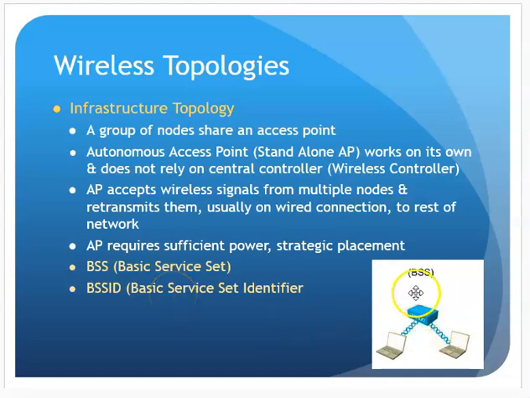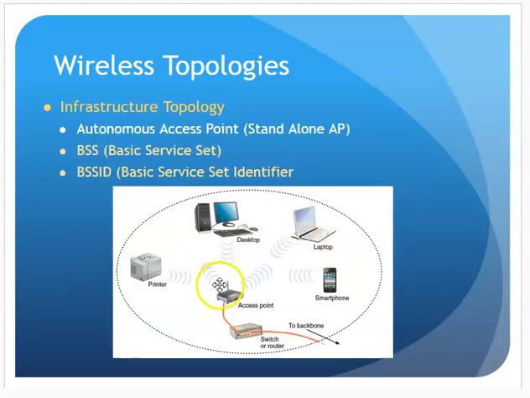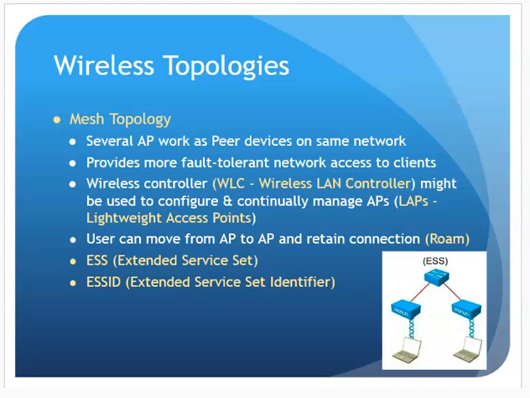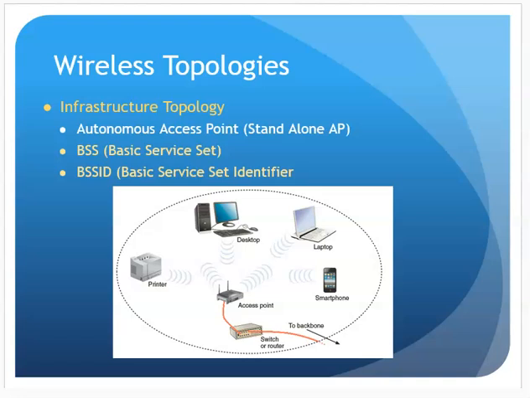Now when I have my devices connected to an access point, that area is called a basic service set. And the basic service set identifier, BSSID, would identify all the devices that are connected to or associated with that access point. Here is an example of just that. If I have an access point connected to my network, all these devices here are the basic service set, all identified by basic service set identifiers. This is the kind of structure most of us have at home and even in small businesses.